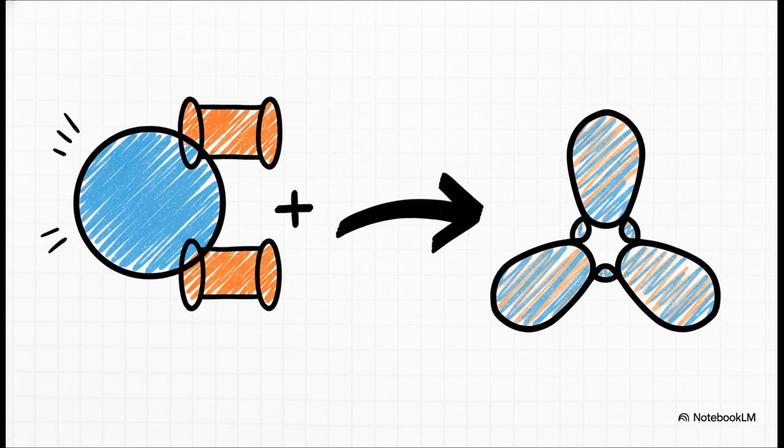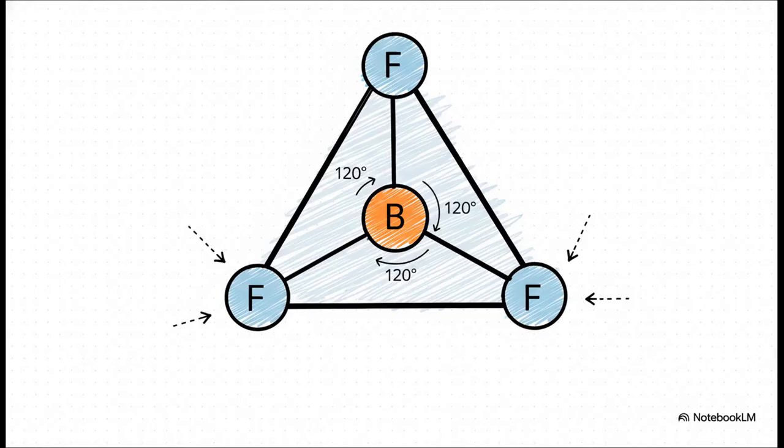And you guessed it, the rule's the same. The number of orbitals you put in is the number you get out. So we end up with three brand new identical sp2 hybrid orbitals. So now we've got three things trying to get away from each other. How do they do it? Well, they spread out into a flat triangle. This shape is called trigonal planar, and it has a perfect 120-degree angle between each bond. If you want to see this in action, just look at boron trifluoride. You've got boron in the center, bonded to 3 fluorine atoms in this perfect triangular shape.